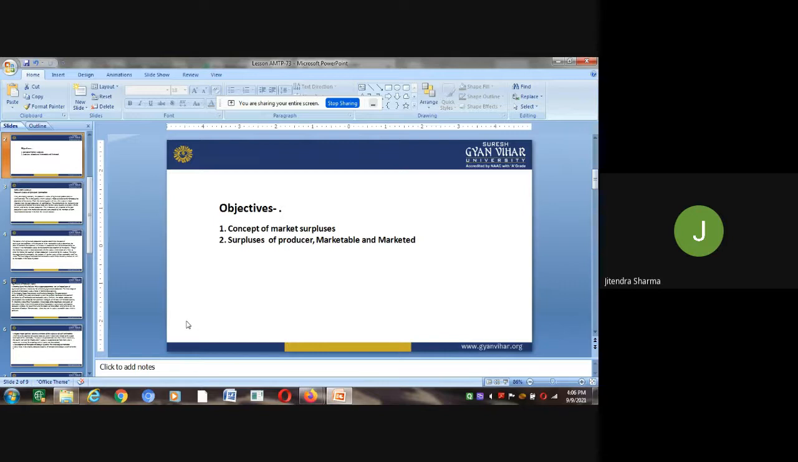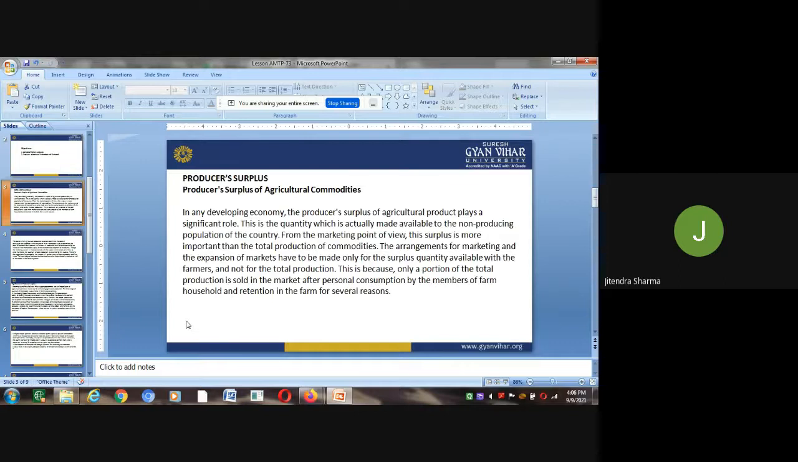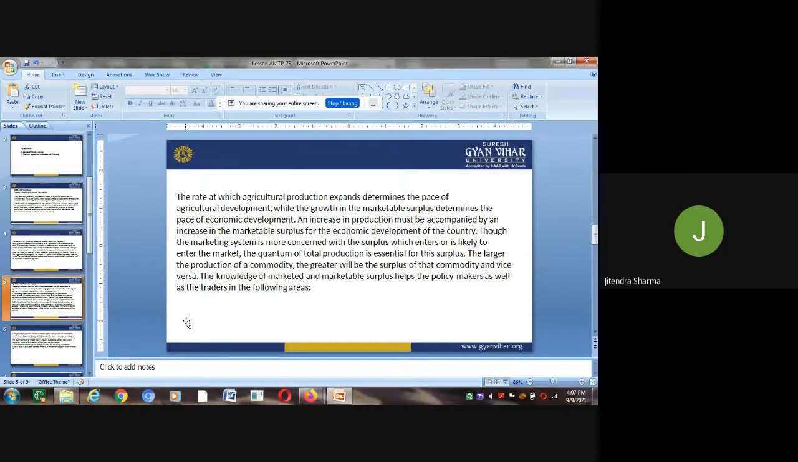So now I think we have completed this, and I'll once again review all the things. First, we have the producer surplus of agricultural commodity. In a developing economy, the producer surplus plays a significant role. This is the quantity which is actually made available to the non-producing population of the country, because everything cannot be produced by all the people. So whatever is produced by the people, that which is available for the population other than his own requirement is called the producer surplus, and it has a huge impact on economic activities that we have discussed.